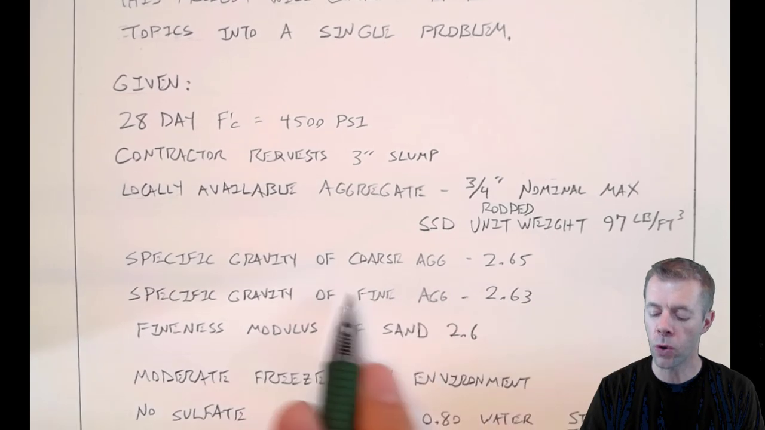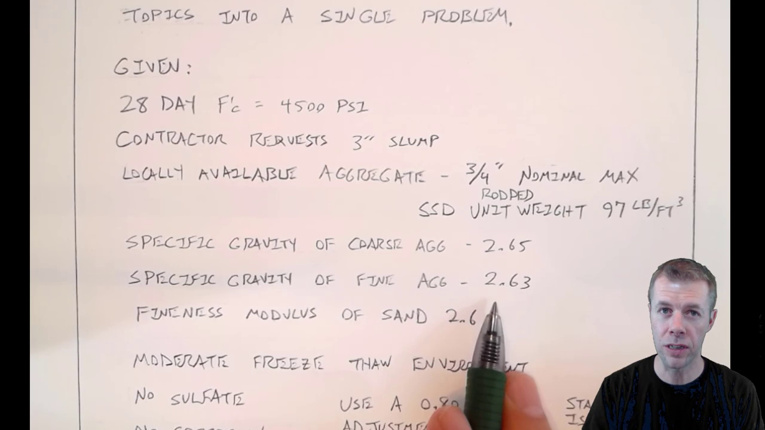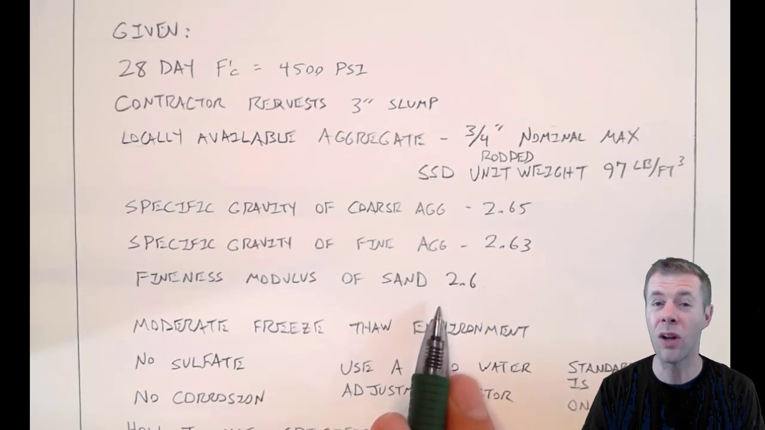The specific gravity of the coarse aggregate is 2.65. The fine aggregate specific gravity is 2.63. And the fineness modulus of the sand is 2.6. We need all of these as inputs into our model.